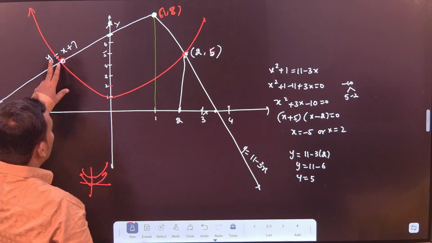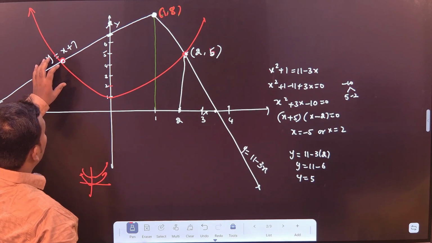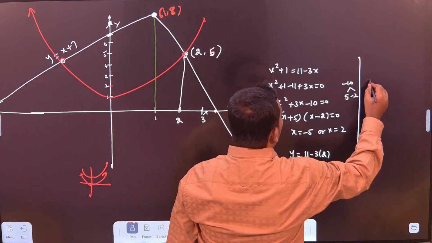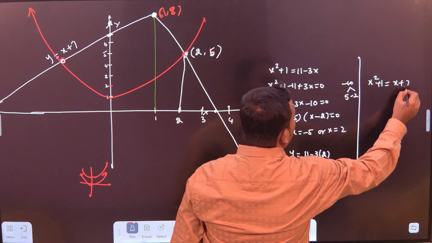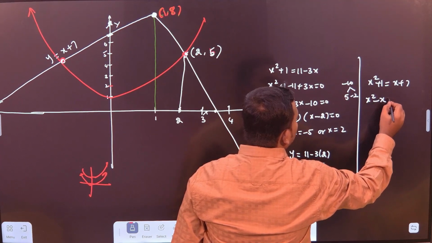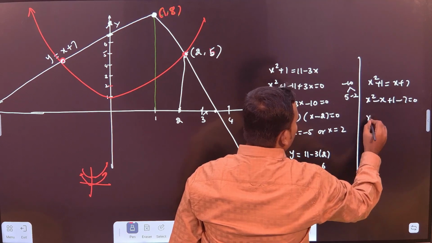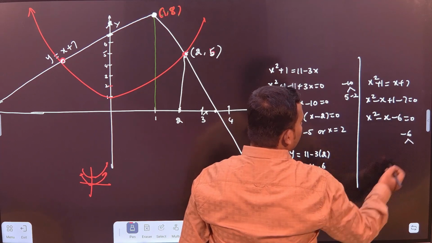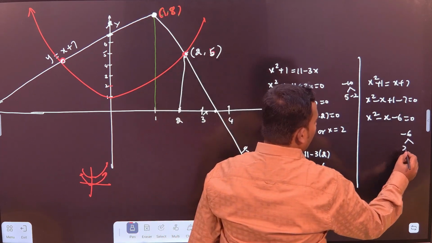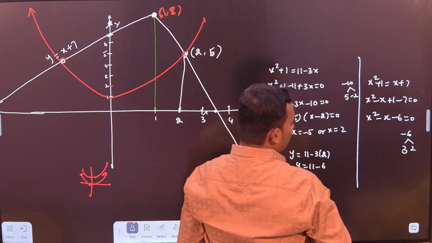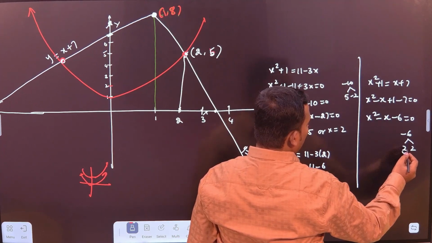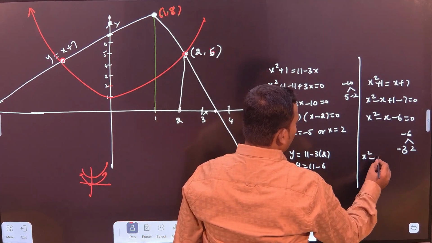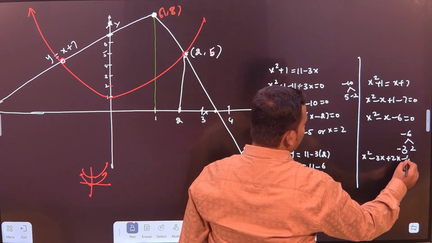So where are these two curves intersecting, which two curves? y is equal to x square plus 1 and y is equal to x plus 7. Now you can equate this. x square plus 1 is equal to x plus 7. x square minus x plus 1 minus 7 equal to 0. Correct? x square minus x minus 6 equal to 0. The product is minus 6, sum is minus 1. That means 3 into 2 you can write, but minus 1 is required. So what we can do, minus 3, 2 you can write now. So you can see x square minus 3x plus 2x minus 6 equal to 0.